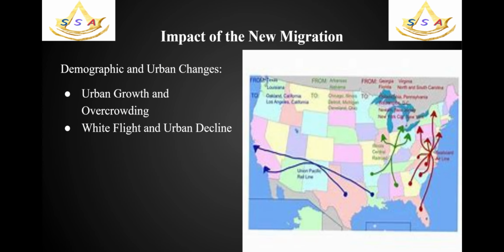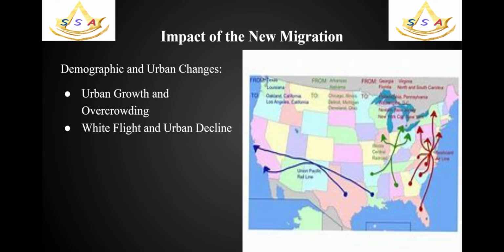So the impact of the Second Great Migration. The impact is demographic and urban change. First, urban growth and overcrowding. The influx of Black migrants led to the rapid expansion of Black neighborhoods, often resulting in overcrowding and poor living conditions. And many cities maintained racially restrictive covenants, confining Black residents to segregated neighborhoods.